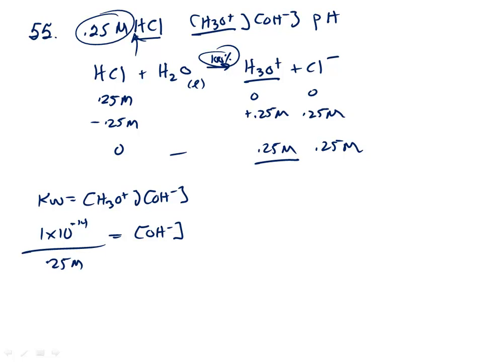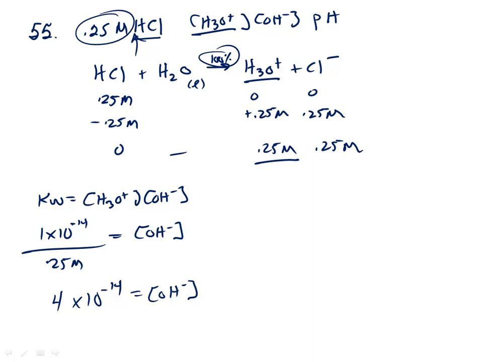So let's do that. See what we get. 1 exponential negative 14 divided by 0.25. And you get 4 times 10. Oh, we should have been able to do that one in our head, right? Because 0.25 is 1/4. So we get 4 times 10 to the negative 14. So that's one way to do it.